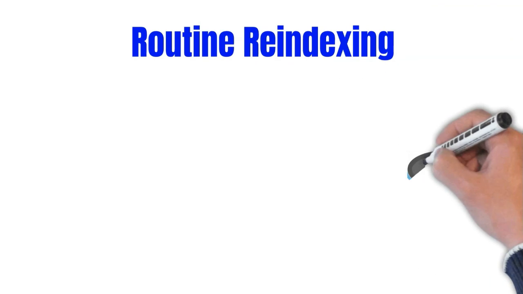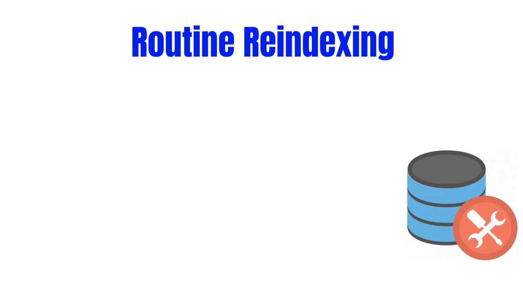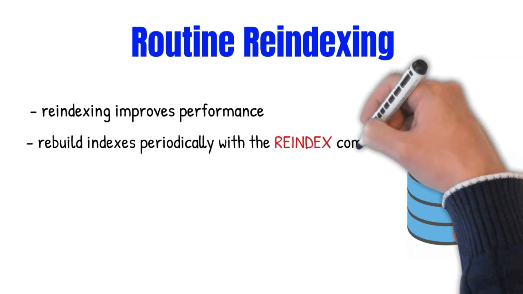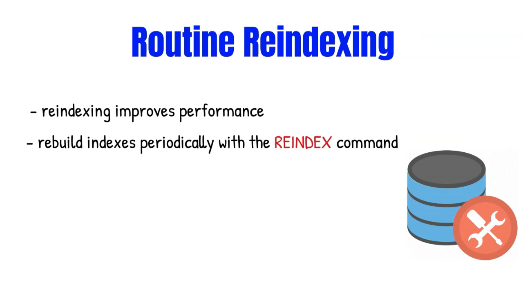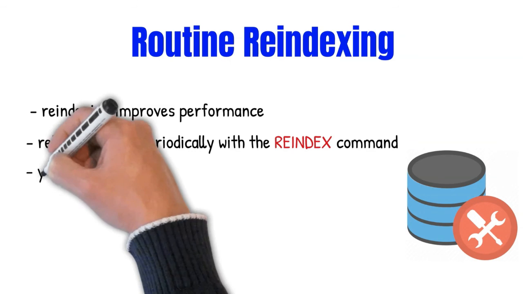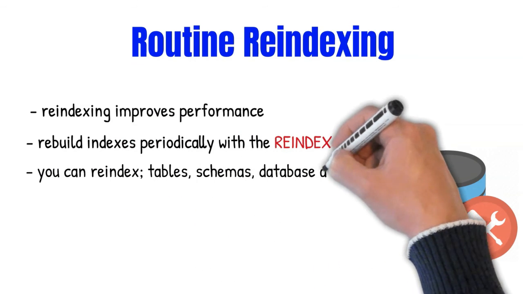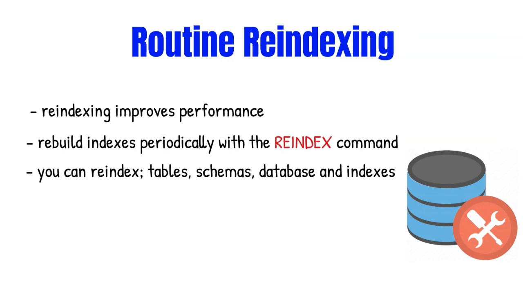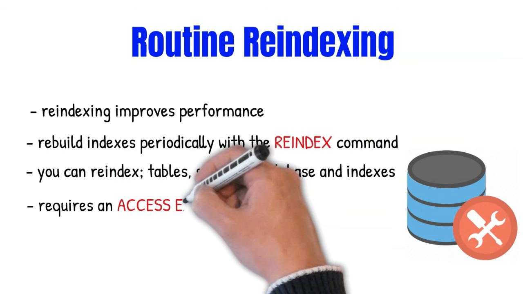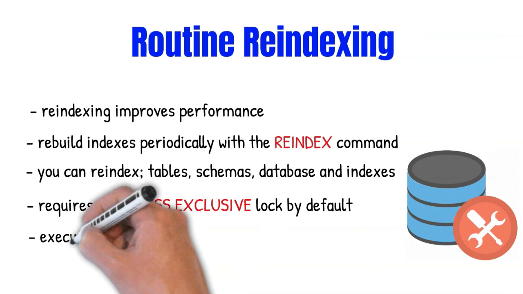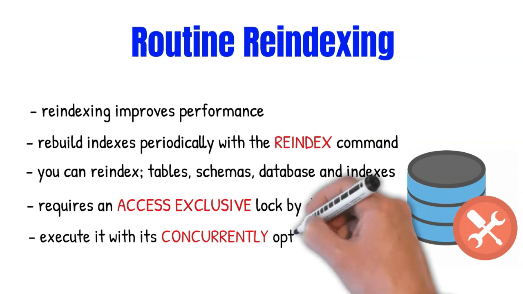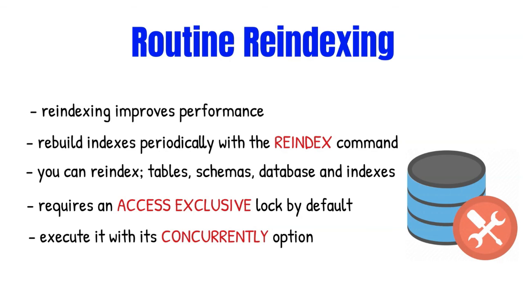To keep your database up and running optimally, from time to time you will need to rebuild indexes. In Postgres, this can be done by issuing the REINDEX command. You can recreate indexes for a table, schema, or database. The Postgres REINDEX statement first drops all the indexes, then creates them all again. The command requires an access exclusive lock by default, hence it's often preferable to execute it with its CONCURRENTLY option, which requires only a share update exclusive lock. You can schedule reindexing using pgAgent, as well as schedule scripts using cron.